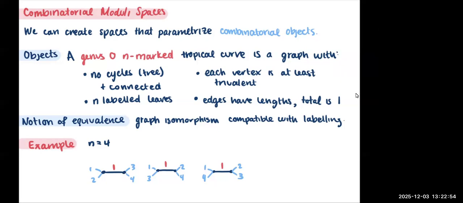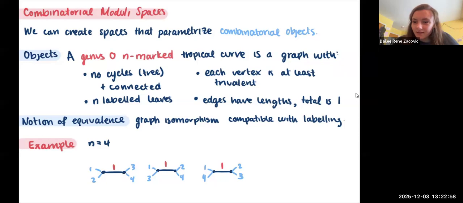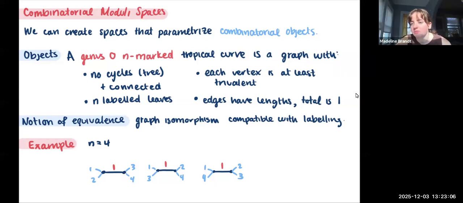Are there other questions? Is the edge length somehow encoding the speed at which points are colliding? Yeah, exactly. Are there other questions?